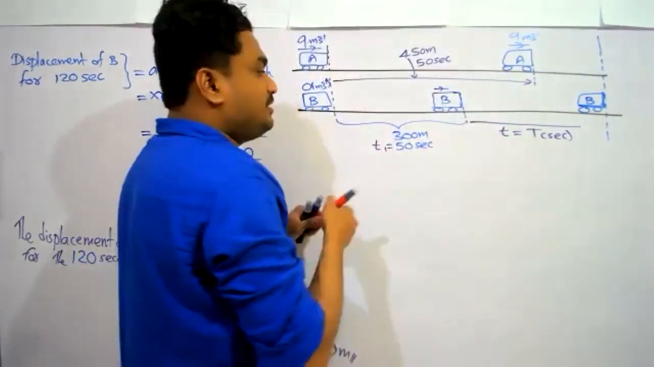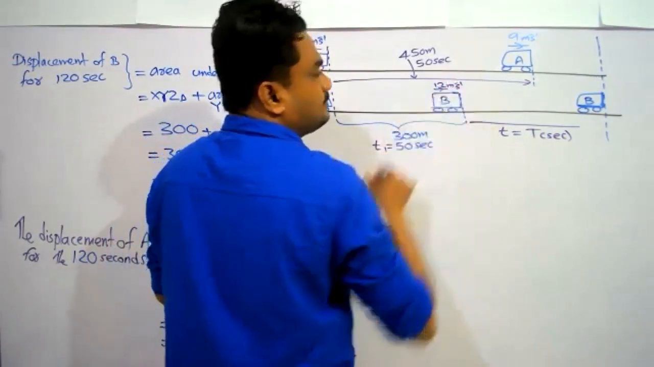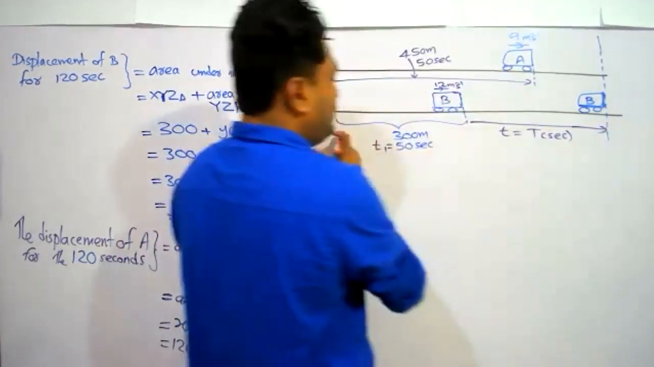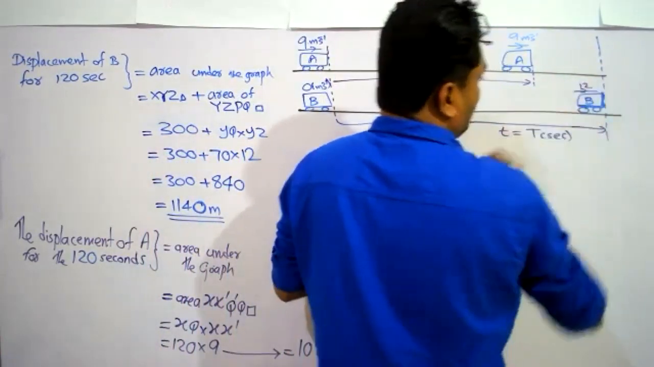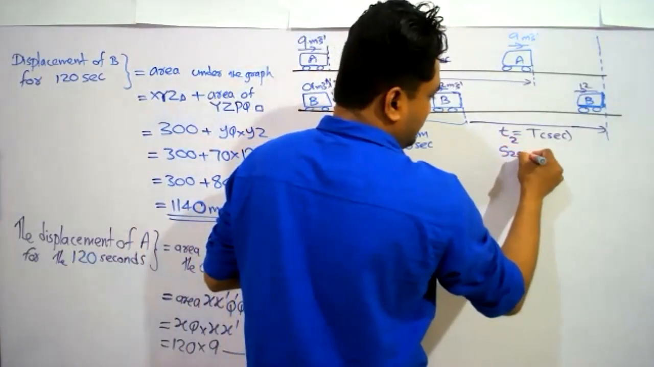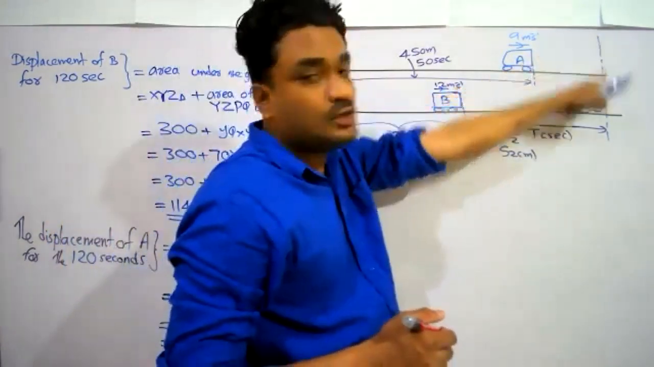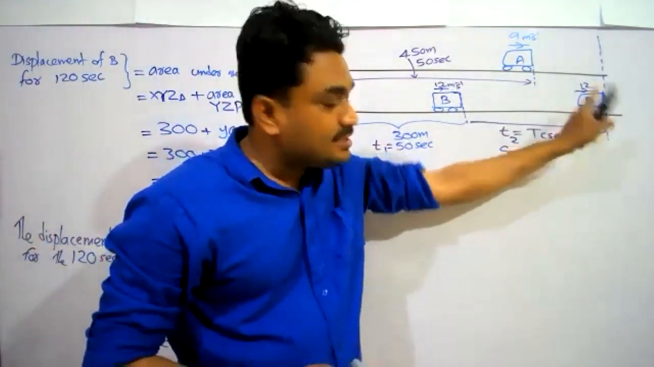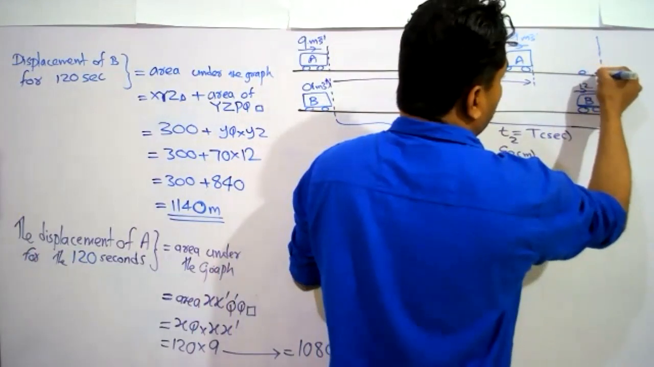And we know after 50 seconds the velocity of B is 12 meters per second. So after 50 plus capital T seconds, let's say it is here, this is T2, this is S2 meters. Let's say at the time B reaches this dotted line, A is also at the same dotted line.